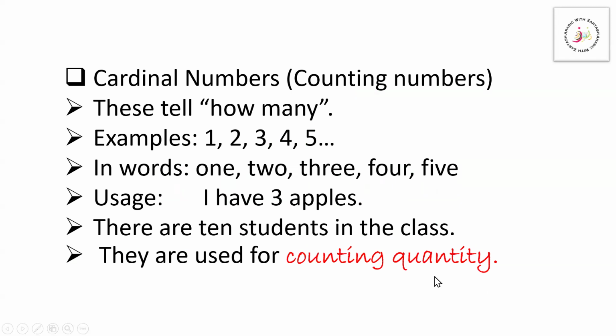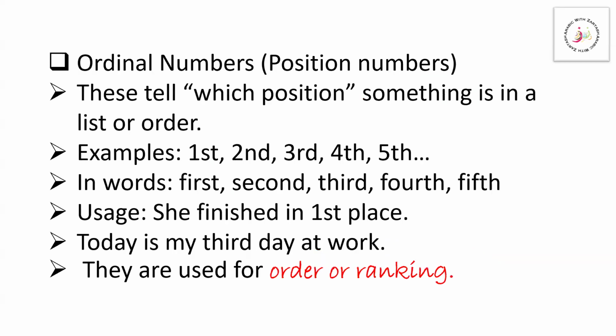As you can see in the examples: 1, 2, 3, 4, 5, like that. In a sentence, we can say, I have three apples, and there are 10 students in the class. These are all examples in which cardinal numbers are used. They are mainly used for counting quantity.